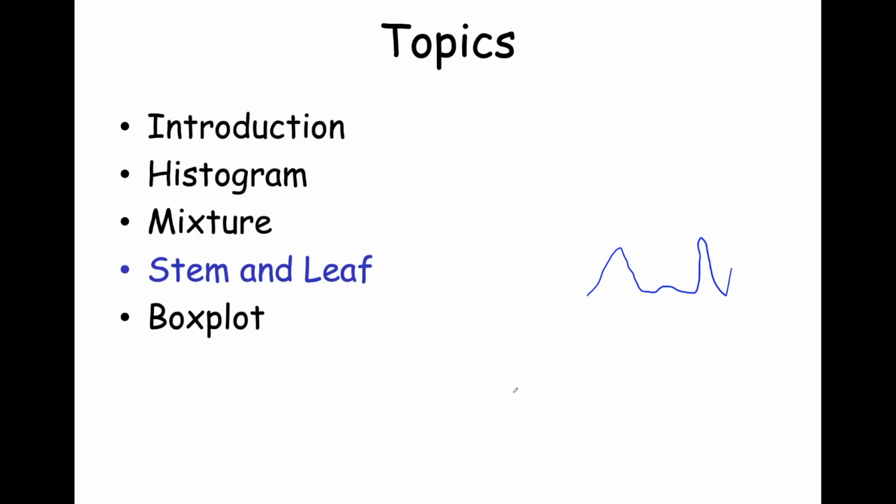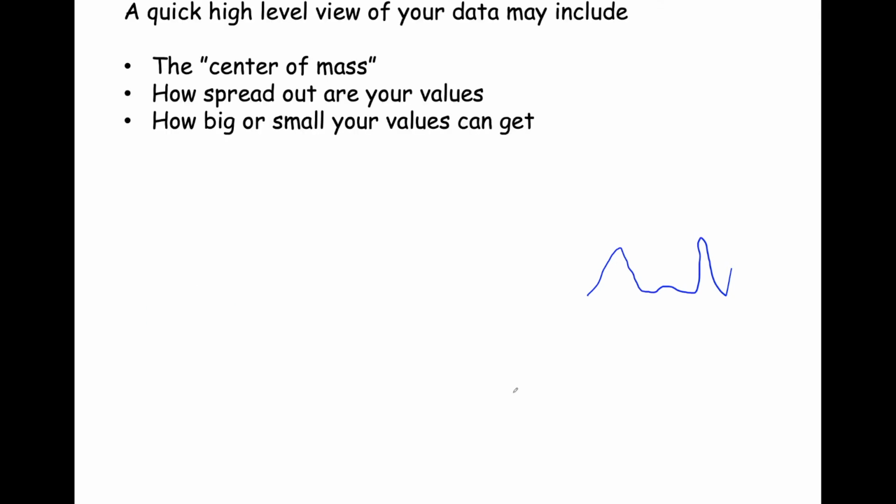Okay, so the stem and leaf plot, let's look at another visualization for a distribution, and this is called the box plot. And a box plot is intended to give you a quick high-level view of your data. And when you think about a high-level view of your data, you're thinking about the center of mass or the central tendency, how spread out your values are, and how big or how small your values can get.